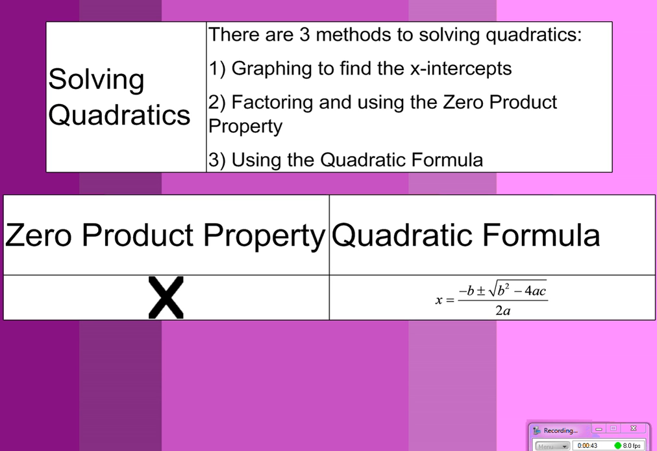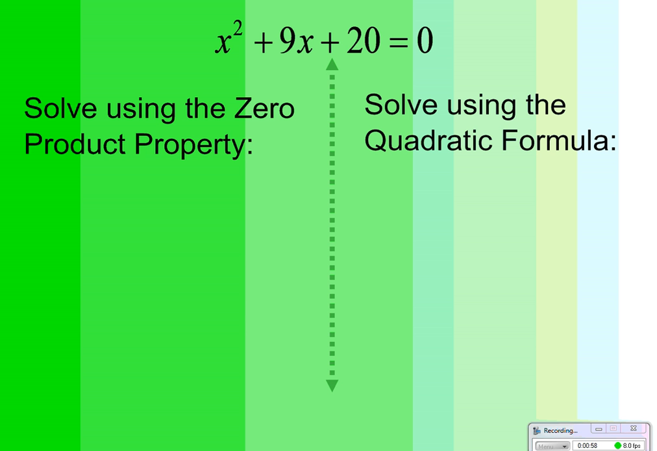The third one, if one you don't like and two doesn't work, is the quadratic formula. That is negative b plus or minus the square root of b squared minus 4 times a times c, all over 2 times a. So now let's jump right into it and see what's happening here.